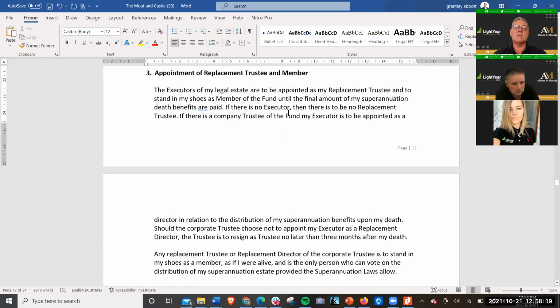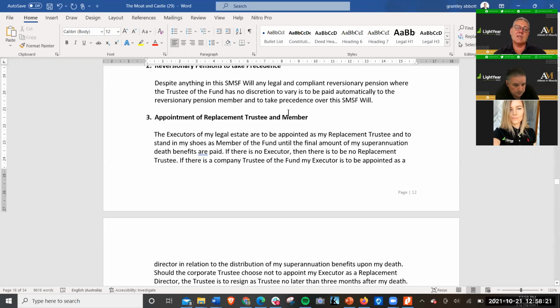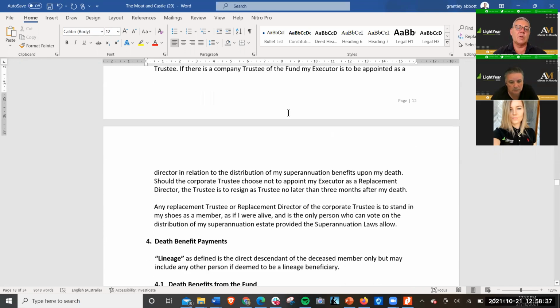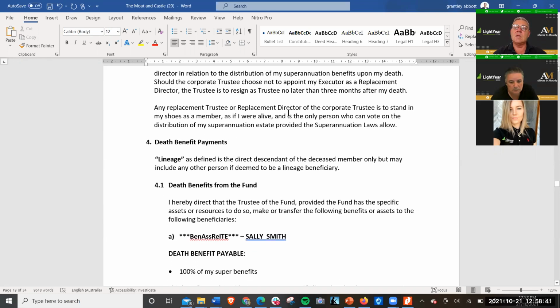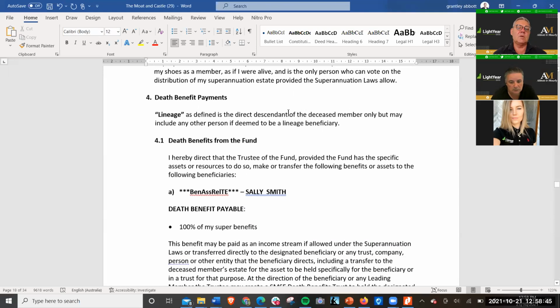We've got our replacement executor, who's going to be our replacement trustee and member. So this would put in play Ben, who's not a member of the SMSF, because he's the executor of the estate. He would then come in and become the replacement trustee or the replacement director of the corporate trustee, and then will be the only one who has the authority to delegate and officiate on this SMSF will. So you've got the death benefits of the fund.